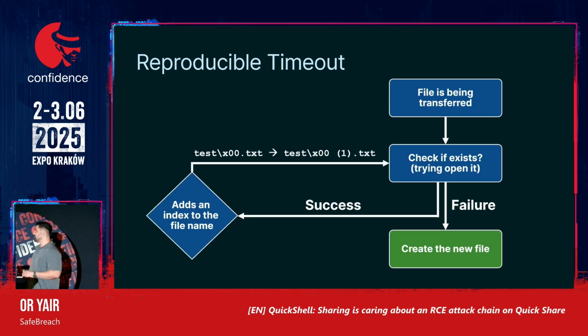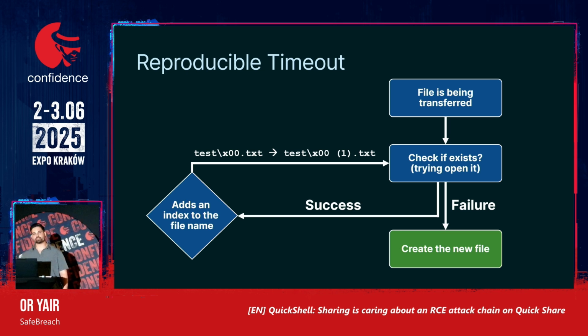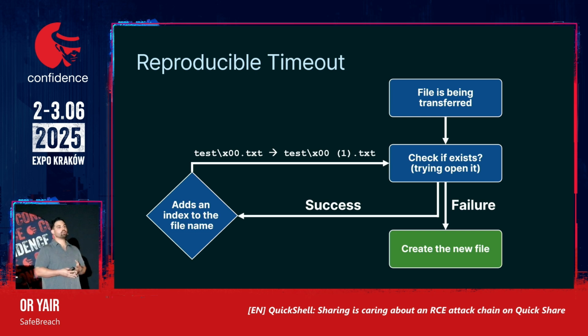Another finding by the fuzzer was a reproducible timeout. This reproducible timeout allowed us to bring Quickshare into a state where it continuously opens a file in a loop that we choose from the victim's downloads folder.